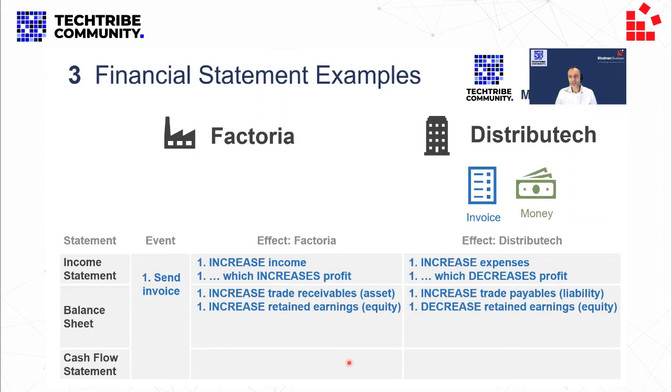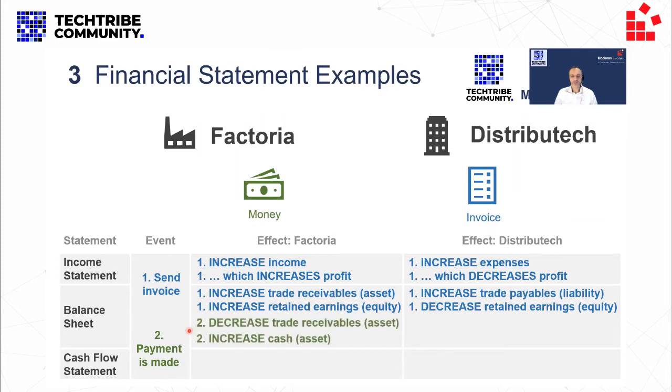So let's say now, a little bit later, Distributech actually pays for this invoice. So money changes hands, payment is made. So what's the impact now on the financial statements? At this point, there's no impact on the income statement because we've already accounted on both sides for the income on the one side and the expense on the other side. However, on the balance sheet, there is an impact because we previously had an entry in the trade receivables, but now the money has been paid, so we decrease the trade receivables.